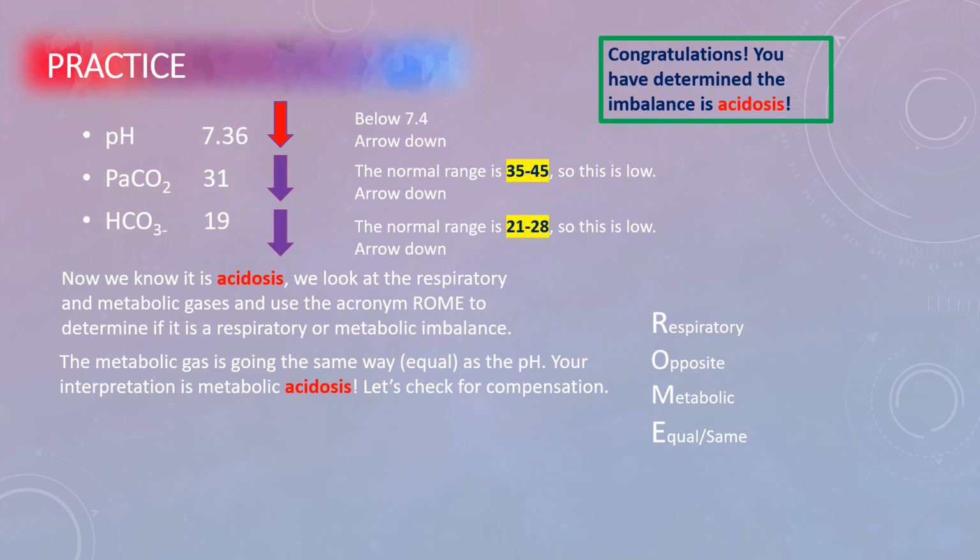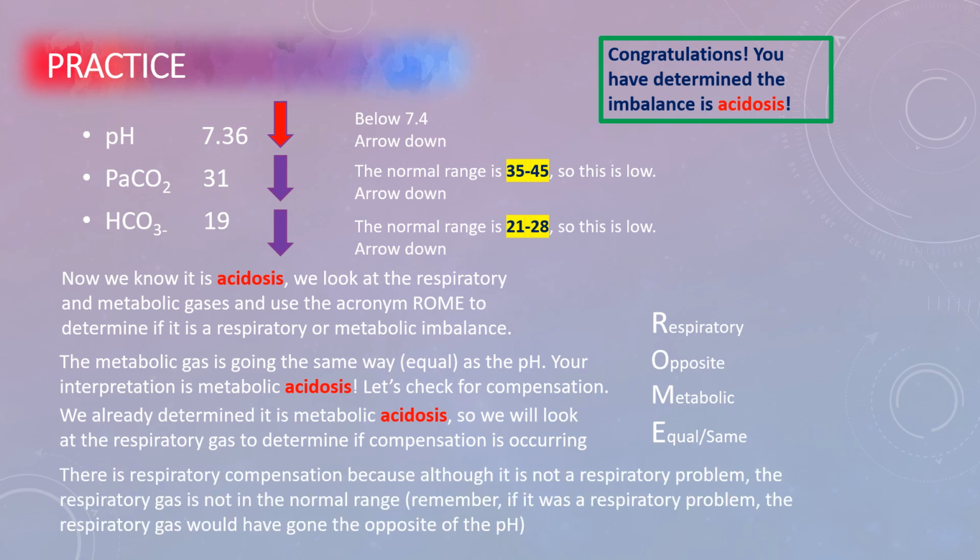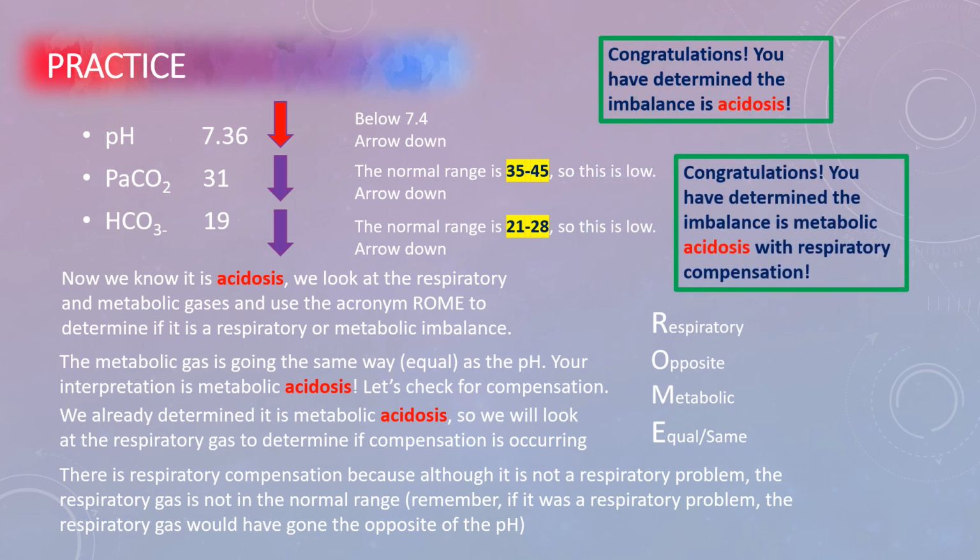Now let's check for compensation. We've already determined it's metabolic acidosis, so we'll look at the respiratory gas to determine if compensation is occurring. There is respiratory compensation because although it is not a respiratory problem, the respiratory gas is not in the normal range. Remember, if it was a respiratory problem, the respiratory gas would have gone opposite the pH. Congratulations, you've determined that the imbalance is metabolic acidosis with respiratory compensation.